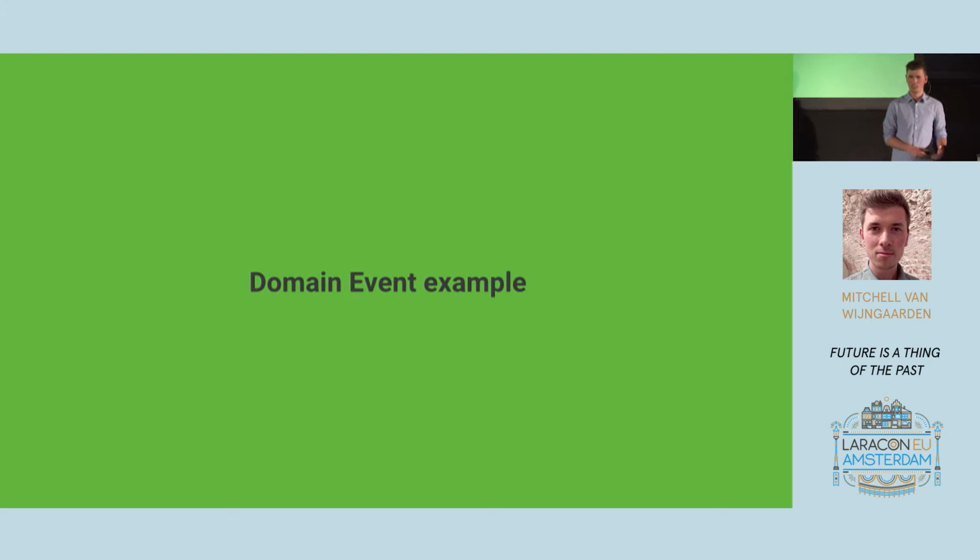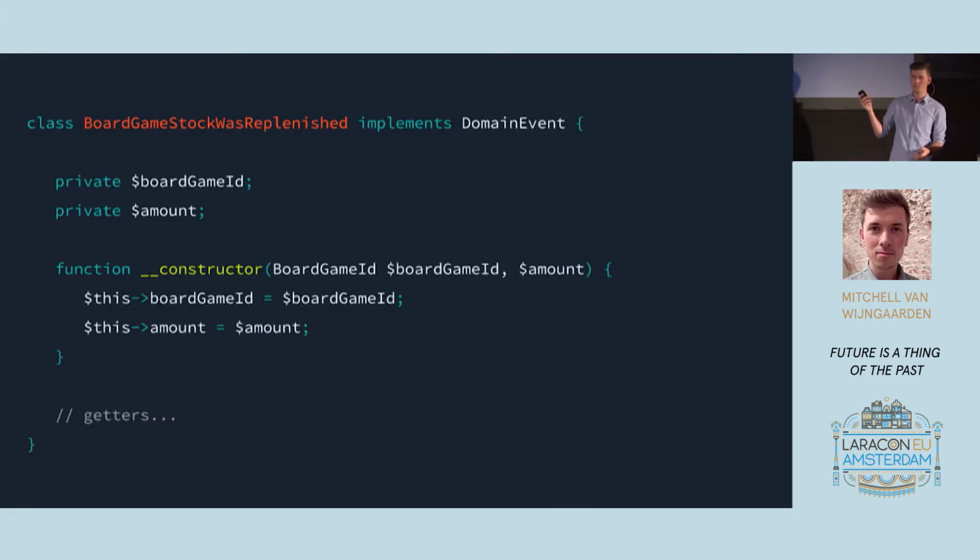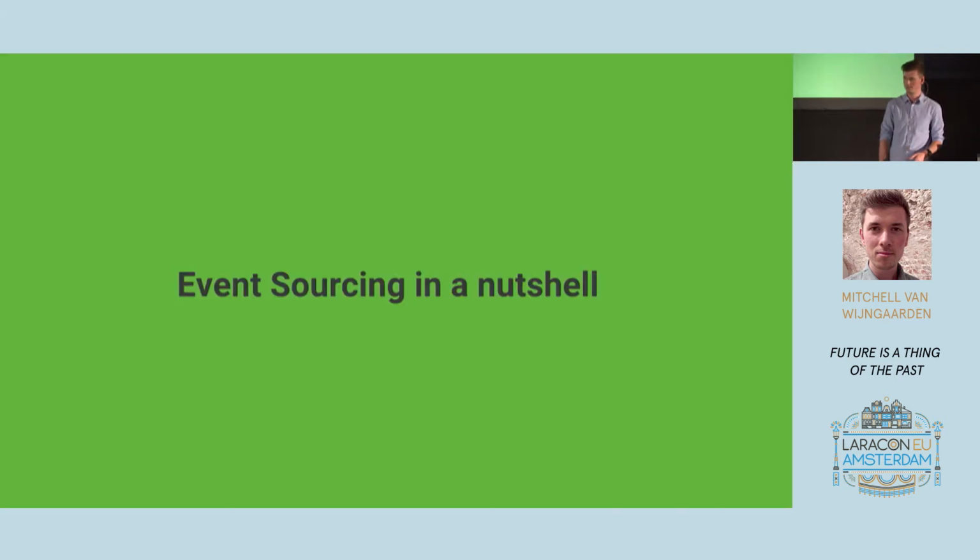So what does this actually look like in code? It's very simple. It's just a simple class that implements an interface. The interface is literally just for type hinting. It has nothing actually in it right now. In this example, and in most of my projects, it has nothing in it really. So what we want is a value object, board game ID, that represents the identity of our board game, which is a UUID, but that's a detail because we don't care, and also the amount that was replenished.